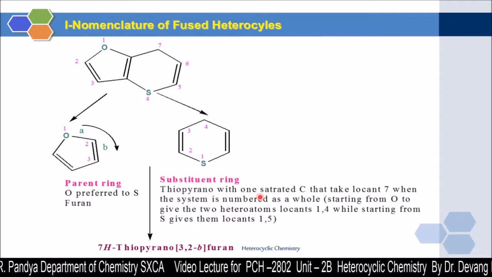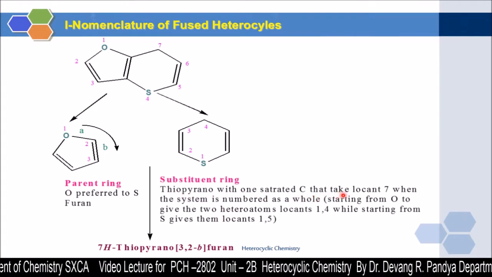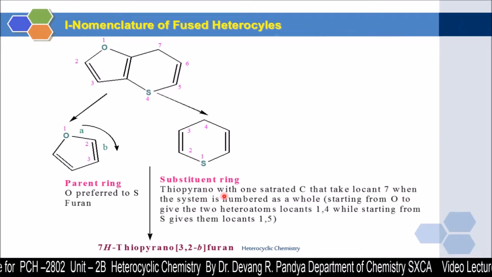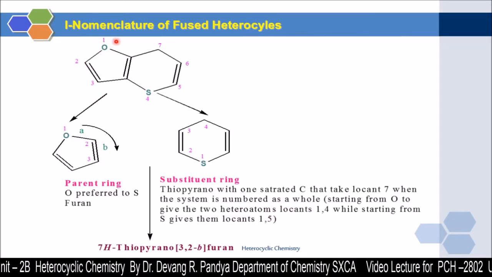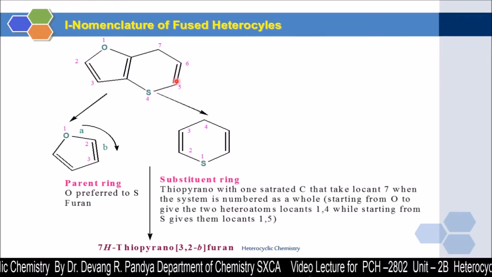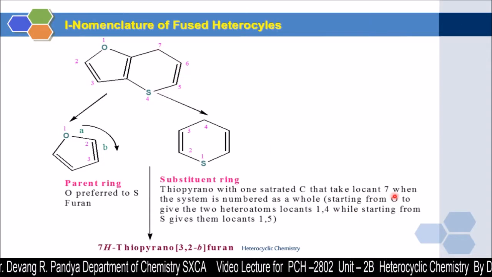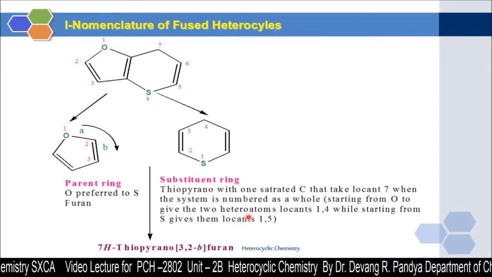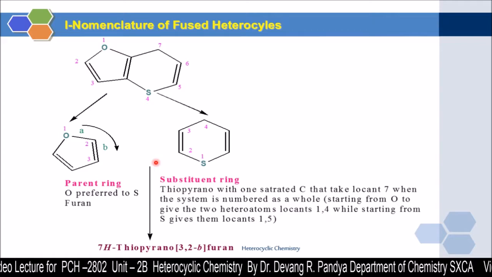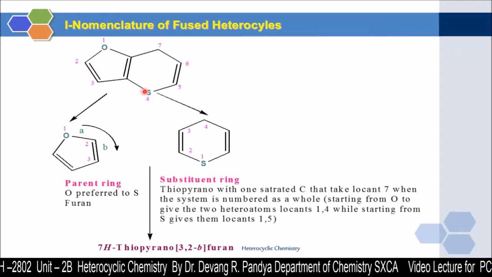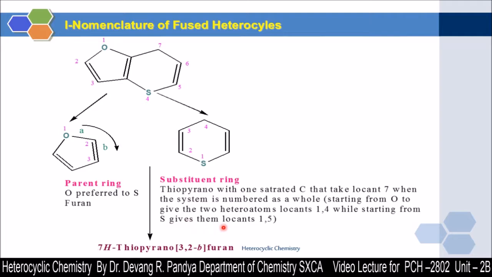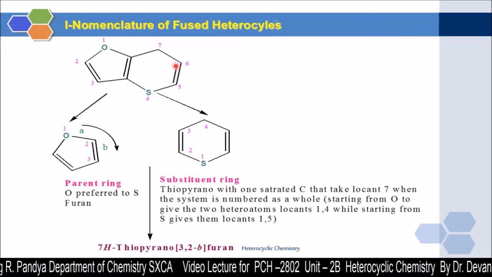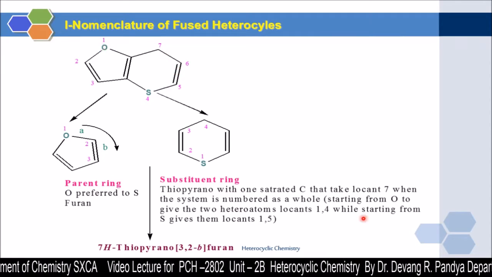Thiopyrano with one starred carbon that takes locant 7. You can see over here, when the system is numbered as a whole, 1, 2, 3, 4, 5, 6 and 7. The system is numbered as a whole. Starting from oxygen gives the two heteroatoms locants 1 and 4. So here you can see this is 1 and this is going to be 4, while starting from S gives them locants 1 and 5. We start from here 1, 2, 3, 4 and this is going to be 5.